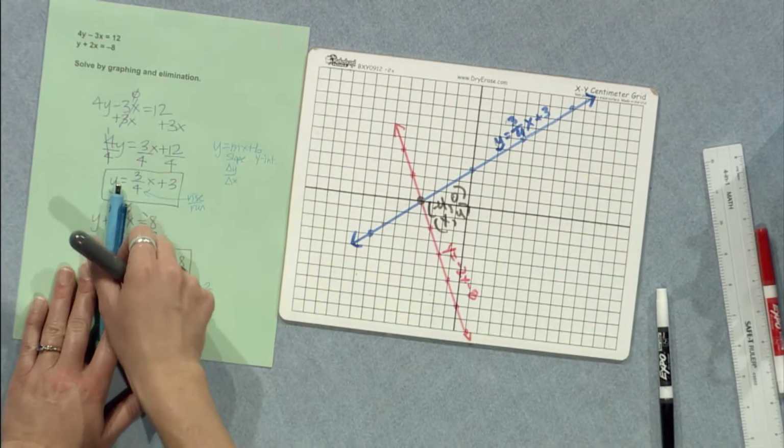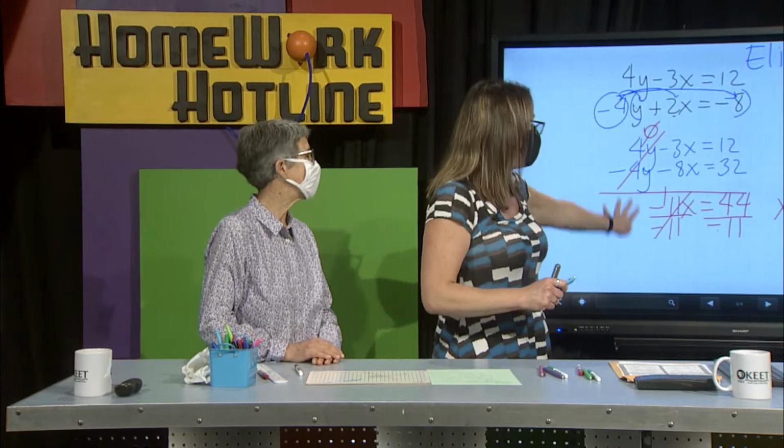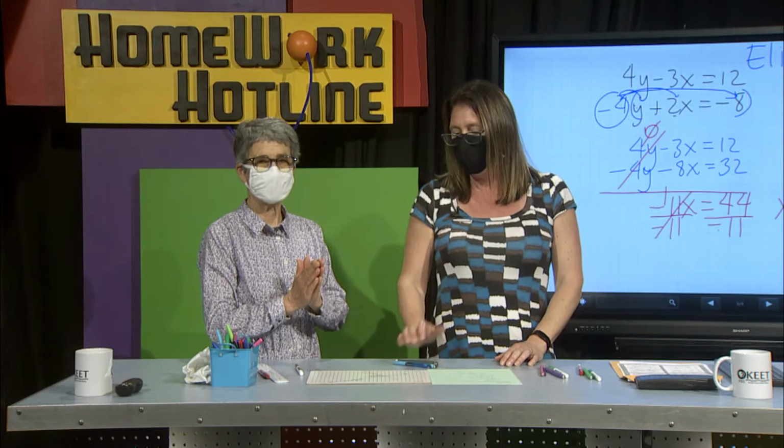Negative 4, 0. It matches. So you can put it in slope-intercept form and graph it, or you can set it up where you eliminate a variable. Basically the 3 ways of solving systems of equations are graphing, substitution, and elimination.